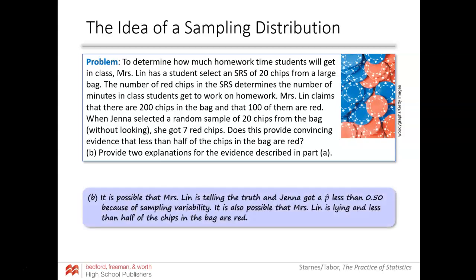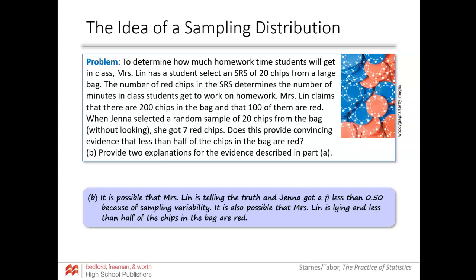Well, it is possible that your teacher's not a liar, and Jenna just happened to get a sample proportion that was less than 50% because of sampling variability. Now that seems like the most logical answer, and the answer that makes me feel good. However, there is also a chance that Ms. Lynn is lying, and there are less than half of the chips in the bag that are red.